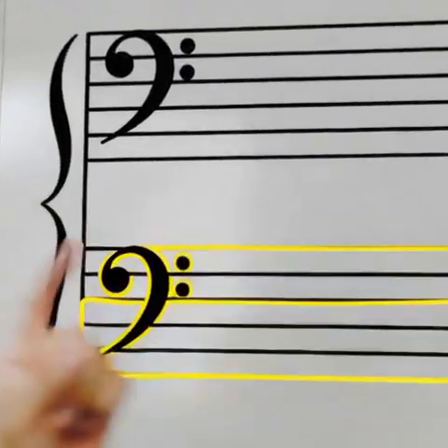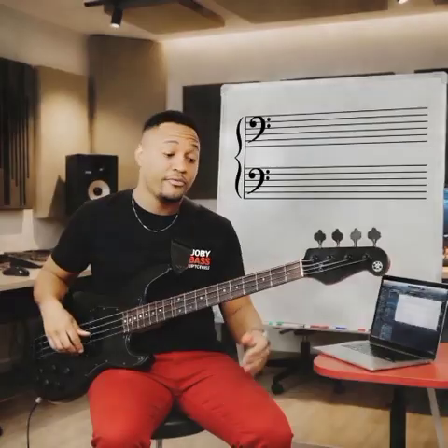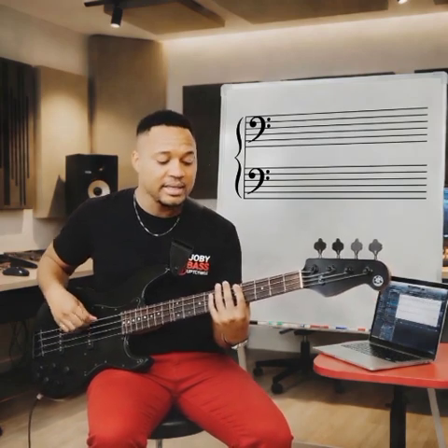Next, let's talk about the spaces on the bass clef staff. The spaces are between the lines, like this. We'll highlight each one to make it clear. These spaces are just as important. The 4 spaces are A, C, E, G. We'll play them now. A, C, E, G.